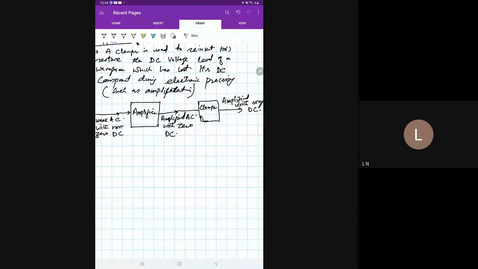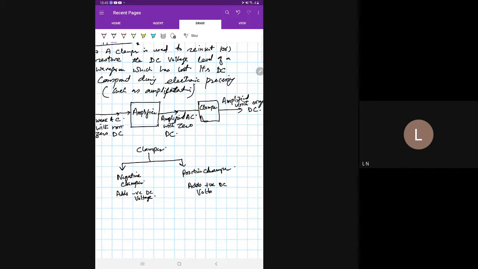Okay, now this clamper is of two types. Clamper circuit, it can be a negative clamper, it can be a positive clamper. A negative clamper adds negative DC voltage. A positive clamper adds positive DC voltage to the signal.